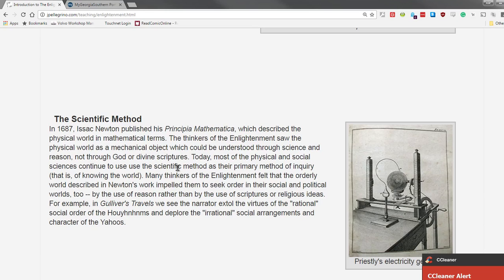Right? You don't need God and you don't need divine scripture to explain the world. What you need is rational thought. The world has order. It's not just chaotic. It's not just random, and it's not put together by design fiat or just because God wanted it that way. It all makes sense. That gets manifested in ideas about the social order as well.